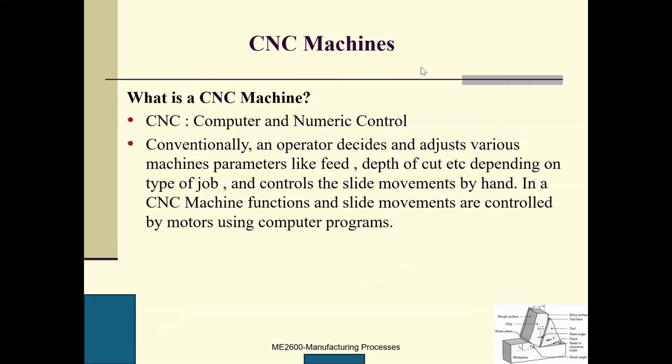A CNC machine, CNC stands for computer numerical control. Conventionally, the operator decides and adjusts various machine parameters like feed and depth of cut, depending on the type of job, and controls the slide movement by hand. In a CNC machine, functions and slide movements are controlled by motors using a computer program, where you can select different cutting parameters and the sequence of different cutting operations. You can select a lot of other things, and then just ask the CNC to do these things for you.